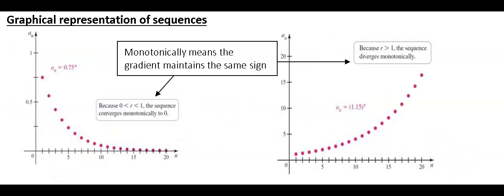Okay, this next bit we're just going to look at the graphs of sequences. So you can see here, this is a graph of a convergent sequence. You can see as we move along, the terms definitely get closer and closer to 0. This is called monotonic, which means the gradient maintains the same sign. This one is divergent, because as you go along, you can see the terms are getting further and further apart. So this would be like an exponential sequence or whatever.